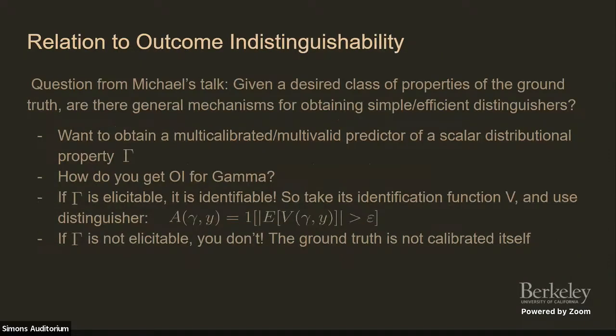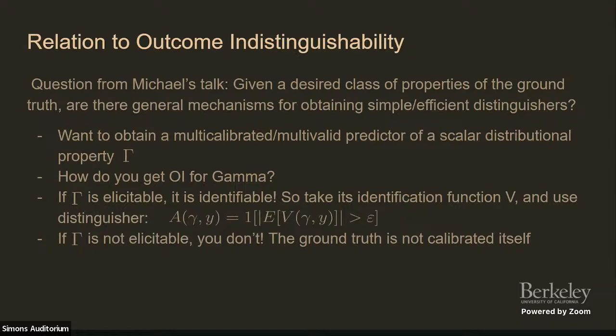And finally, to relate to a point from Michael's tutorial on Monday: a natural question is, given a class of properties that we want to be outcome indistinguishable with respect to, how do we come up with distinguishers that will help us efficiently do so? For at least one-dimensional statistics of your distribution, the answer is pretty simple and comprehensive. If that statistic is elicitable, then you take the identification function, you take its expectation. If that's too big on some of your data, then you fire up alarms, you fix that, and you keep going.